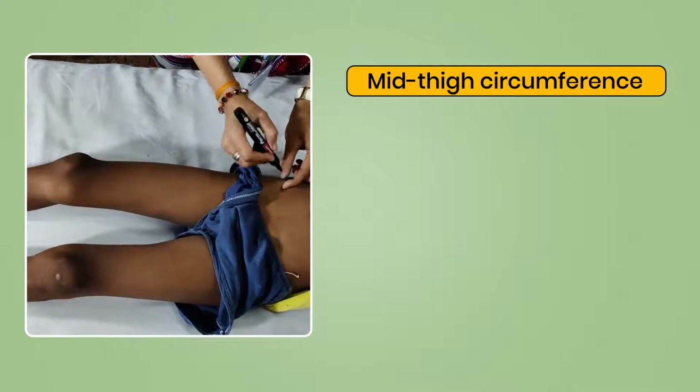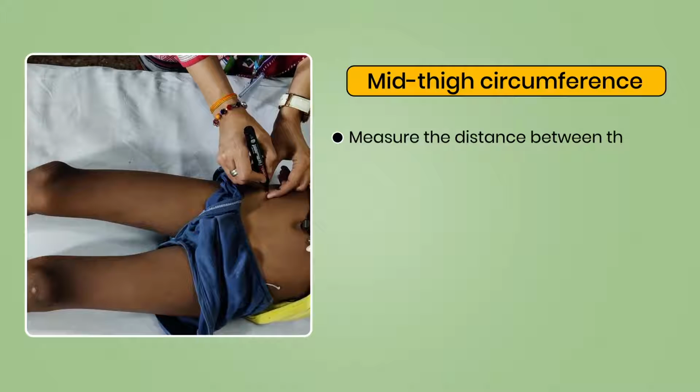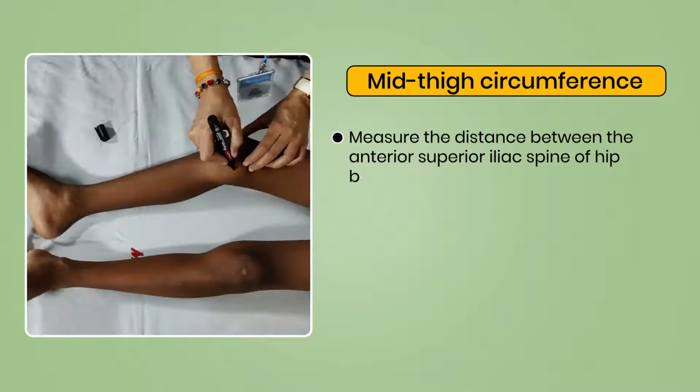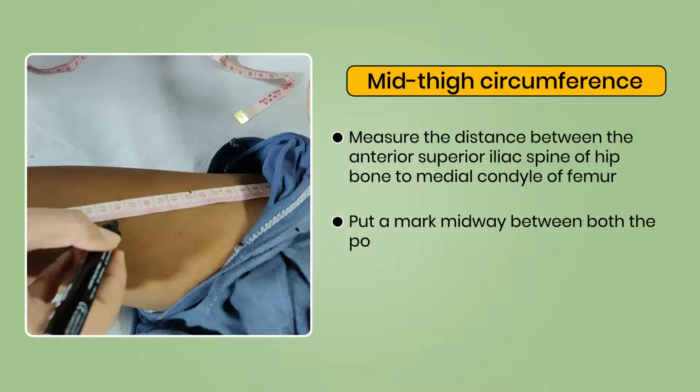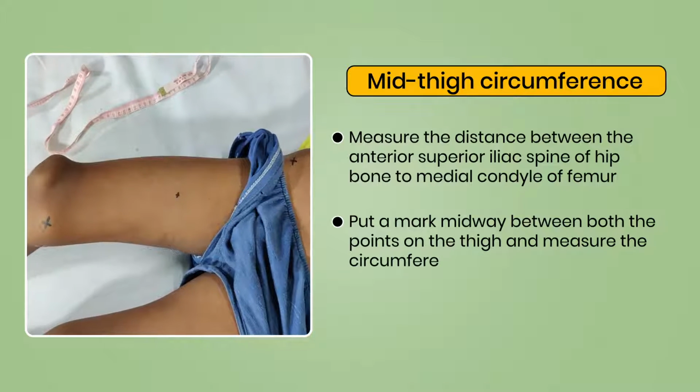Mid-thigh circumference. Measure the distance between anterior superior iliac spine of hip bone to medial condyle of femur. Put a mark midway between both the points on the thigh and measure the circumference.